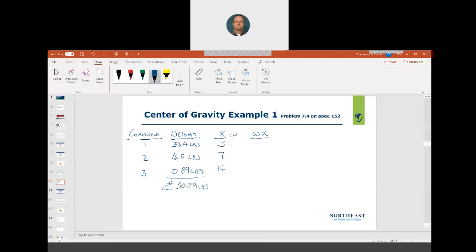Okay, so now I'm going to take 33.4 times 3. That's 100.2. Okay, 16 times 7. That's 112.0. And then 0.89 times 16. That's 14.24. Now I want to sum this up too, right? 100.2 plus 112.0 plus 14.24 is 226.44.